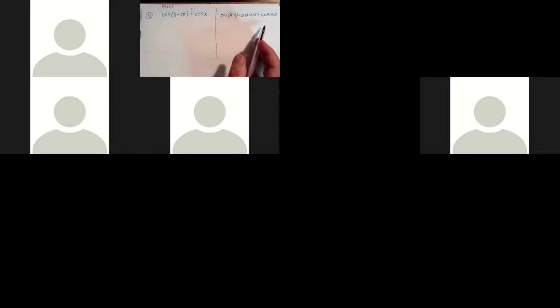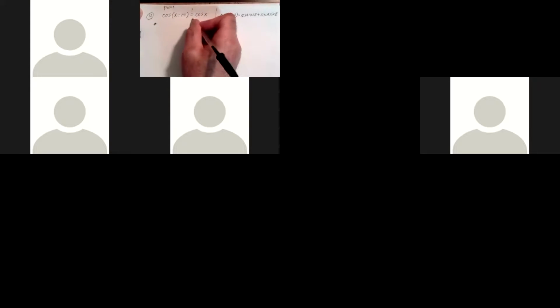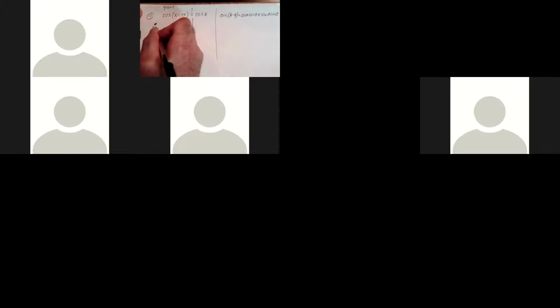Everybody see that there? So basically, ladies and gentlemen, in place of angle A, we put X. Wherever we see A, we replace it with X. Wherever we see angle B, we replace it with 2 pi. So therefore, we expand. I'm going to work with the left side. So I expand it out as the cosine of X times the cosine of 2 pi plus the sine of angle X times the sine of 2 pi. According to my identity here, this would expand out to this.